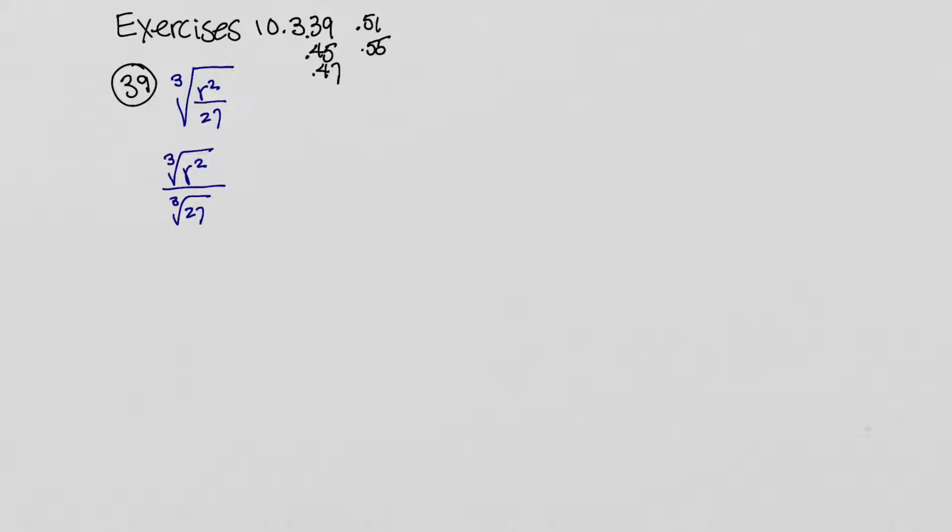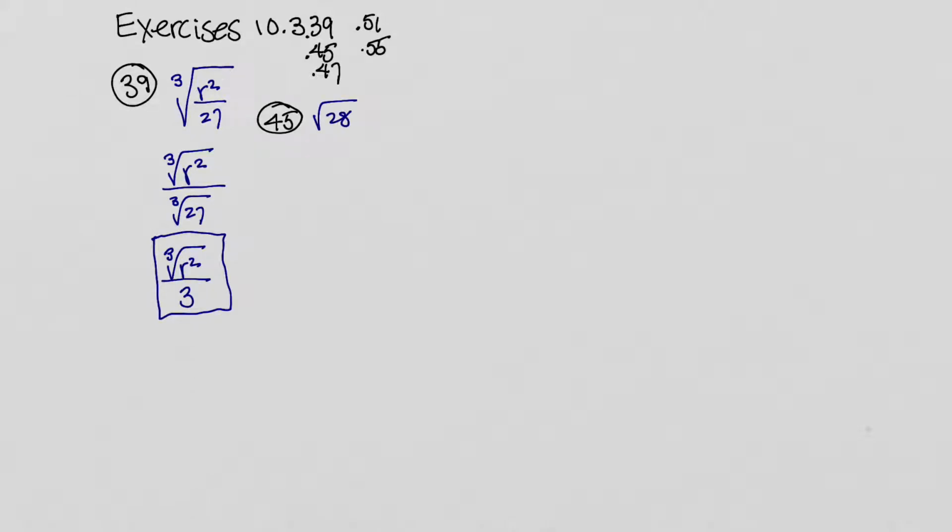But in the bottom, we can take the cube root of 27. We know that's 3. So we're going to get the cube root of r squared over 3, right? 3 times 3 times 3 is 27. If you don't know that, you just start making some guesses. It's just, what number would you cube to get 27? 1? No. 1 times 1 times 1 is 1. 2? No. 2 times 2 times 2 is only 8. Then you get to 3. 3 times 3 times 3 is 27. These numbers aren't going to be real big, so you can probably make some educated guesses at them.